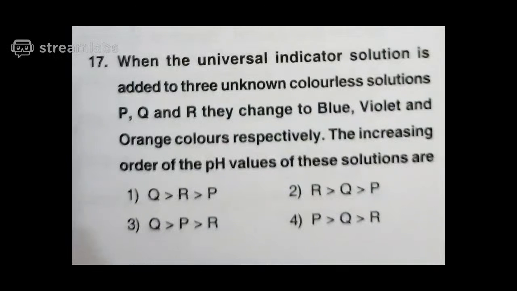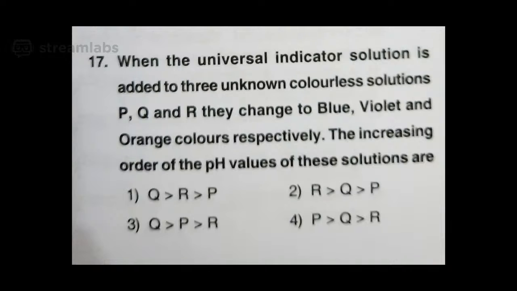Okay, look at the question. When the universal indicator solution is added to 3 unknown colorless solutions, P, Q, R, they change into blue, violet and orange colors. The increasing order of pH of these solutions, remember, increasing order means highest number to the lowest number. Remember, which will have the highest number? Yes, the base will have the highest number.